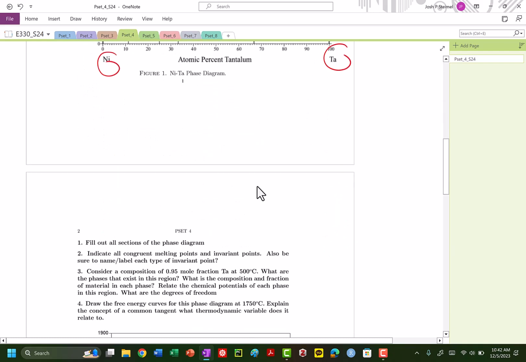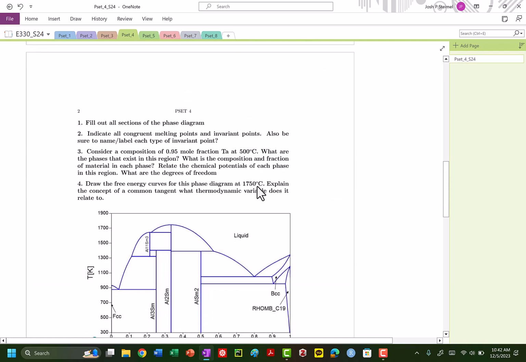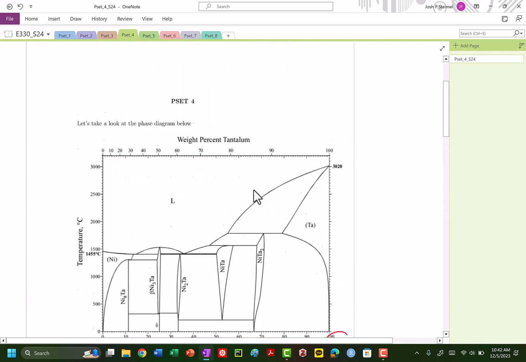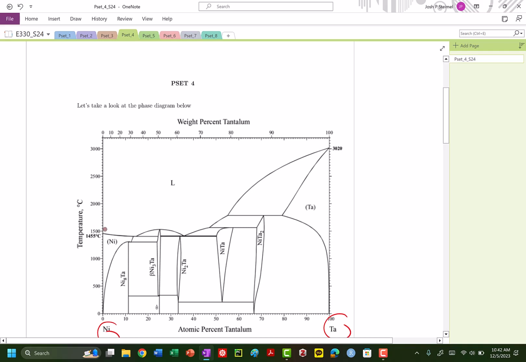Let's do congruent melting points first. We can make sure that we're good to go here. So congruent melting point here, congruent melting point here, because pure material, so remember, it goes from pure solid to pure liquid. There's a congruent melting point here.